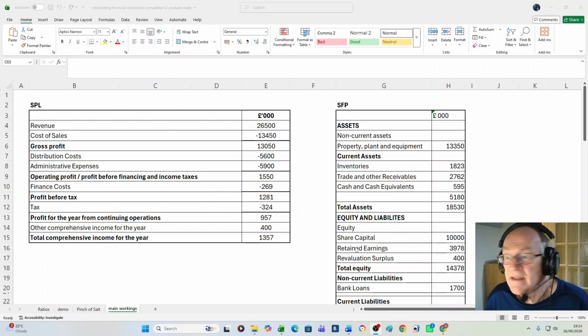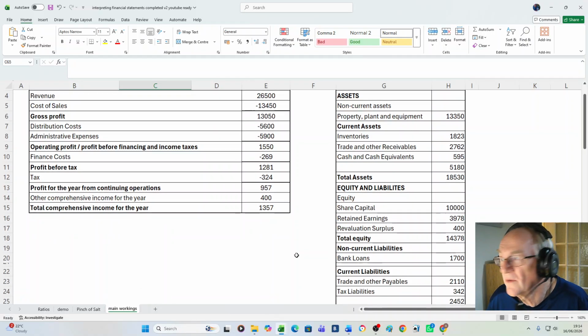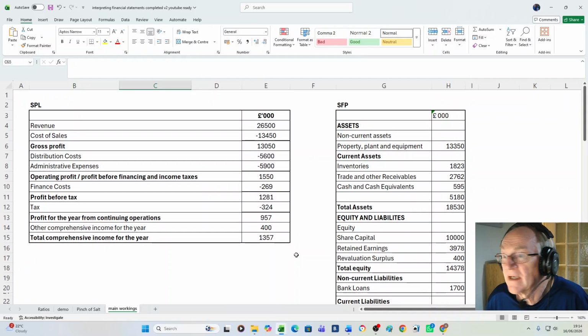So I've got a set of accounts. I have borrowed it from an Osborne practice paper. However, I've changed a few of the numbers and added a couple of things in just to make sure we can do all the ratio calculations on one set of accounts. The whole video is going to take just over 40 minutes.